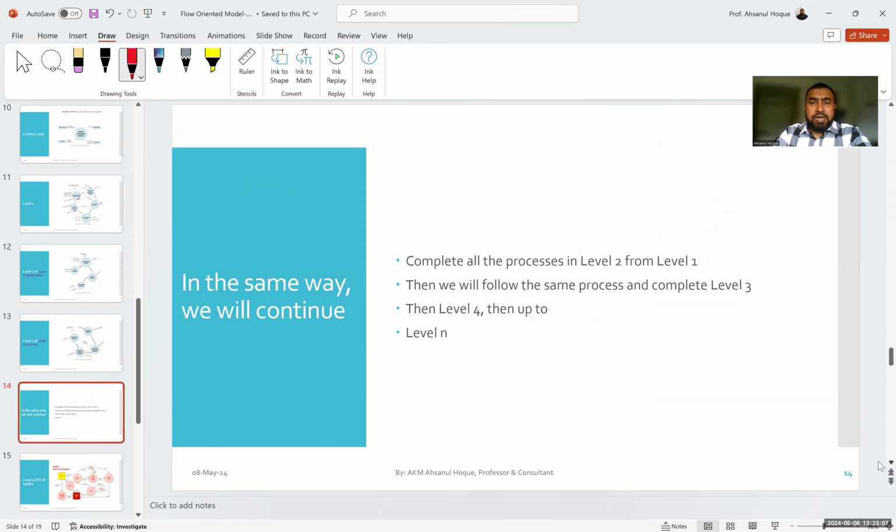So the journey is the same. We have to complete all the processes from level one, then level two, level three, level four, up to level n, because we have to decompose until we cannot move into a further level. We have to stop our journey at the level from where we cannot break the process into another level. That is the end point of this. That's why it is level n. It does not stop at level three or level four. It depends on the system, how we are analyzing the system.